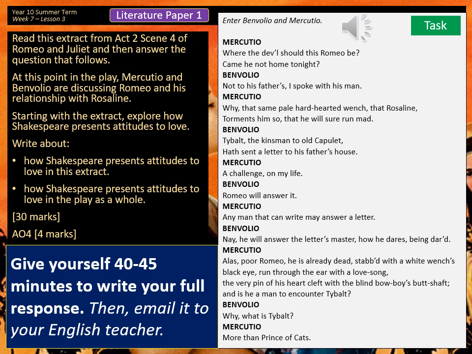Okay, that is a full essay response to this question. Once you've done that, you can email it to your teacher. So either attach it as a Word document or send a photo of the completed work to your teacher.